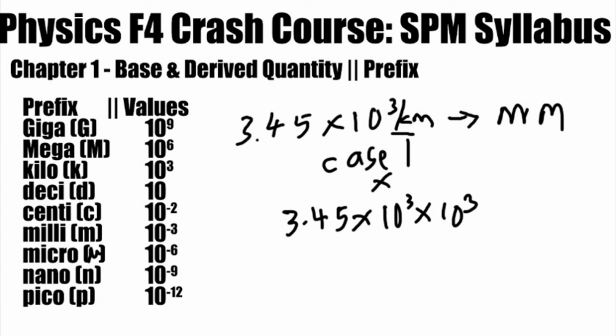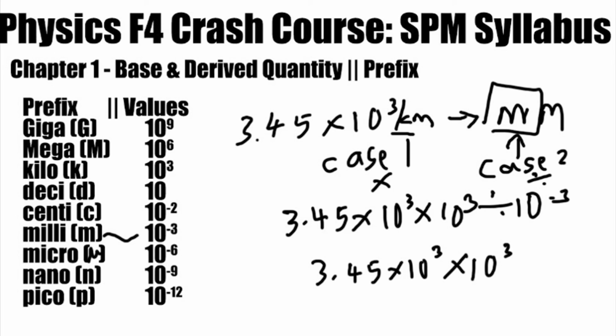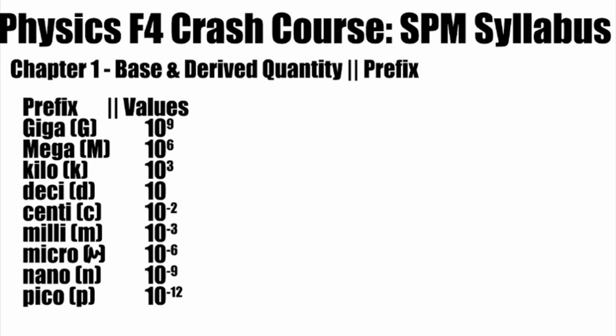Then I can sort of do this together, and I look at here. Oh, it's actually case 2. Okay, case 2, we are going to divide. So millimeter, found you, 10 to the power of -3. Divide 10 to the power of -3. So it will be 3.45 times 10 to the power of 3 times 10 to the power of 3 again. And finally, when this comes up, we'll just put a bracket, millimeter. Since this only comes out in objective, just remember to bring your calculator, input the value in, and you will be fine.